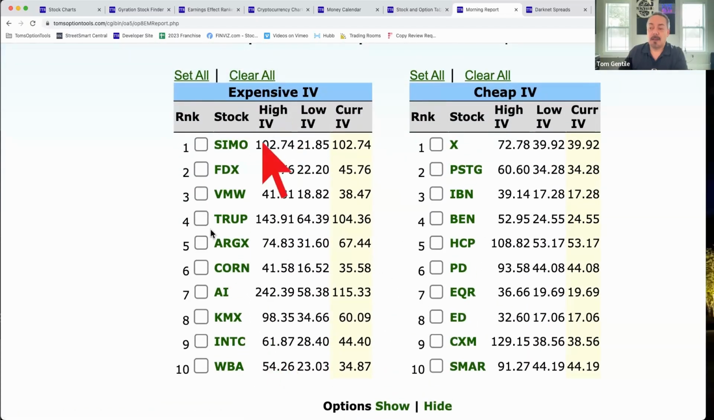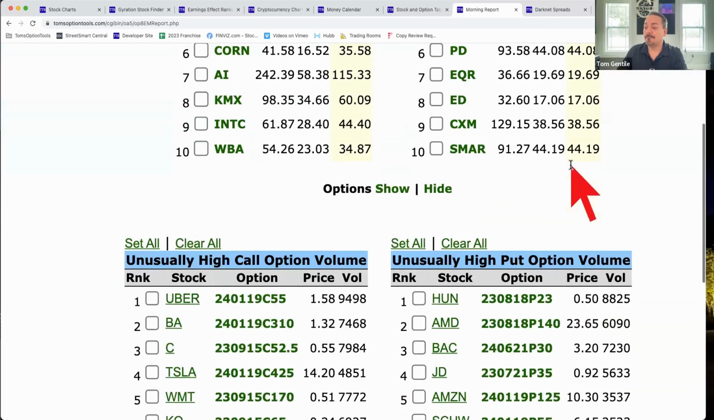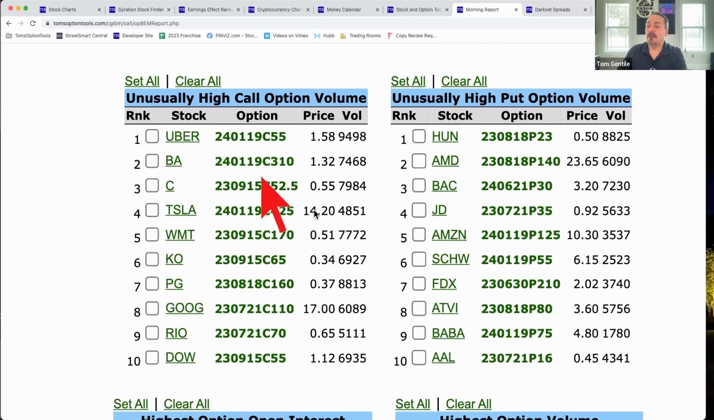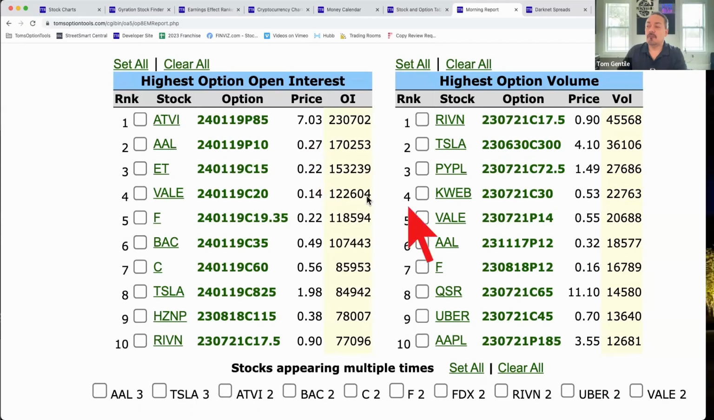The most expensive optionables, the cheapest optionables right now. Looks like U.S. Steel is the cheapest optionable stock out there. When you look at the 1-year high in implied volatility at 72, and the low is 39.92, and the current is 39.92, it is sitting on its 1-year low. And we can see that with 1, 2, 3, 4, 5, 6, 7. Looks like all of these top 10 are sitting on their 1-year lows right now. We also have unusually high call volume, unusually high put option volume, highest open interest, highest option volume on options. So we have all of that.